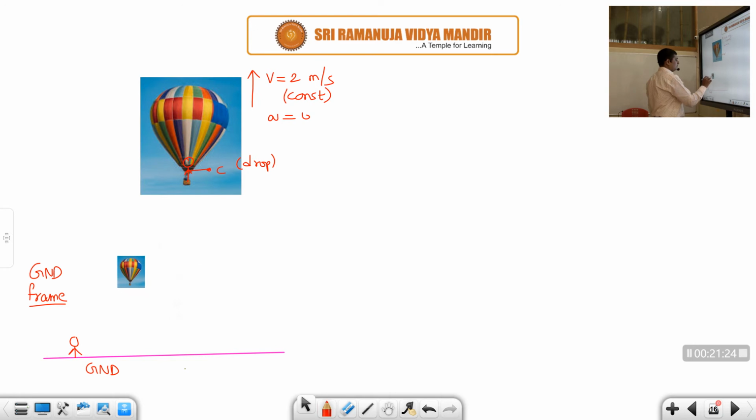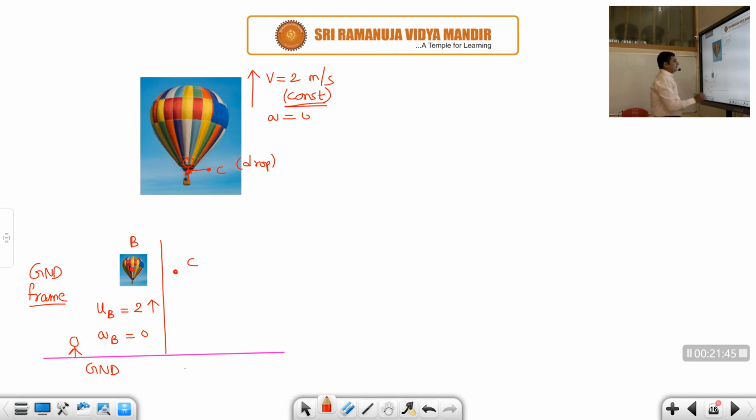Okay, students. So this is the balloon and this is the coin. Now I want to write down the initial velocity of the balloon, which is given as 2 upwards. What is the acceleration of the balloon, students? 0, because it is moving with constant velocity.